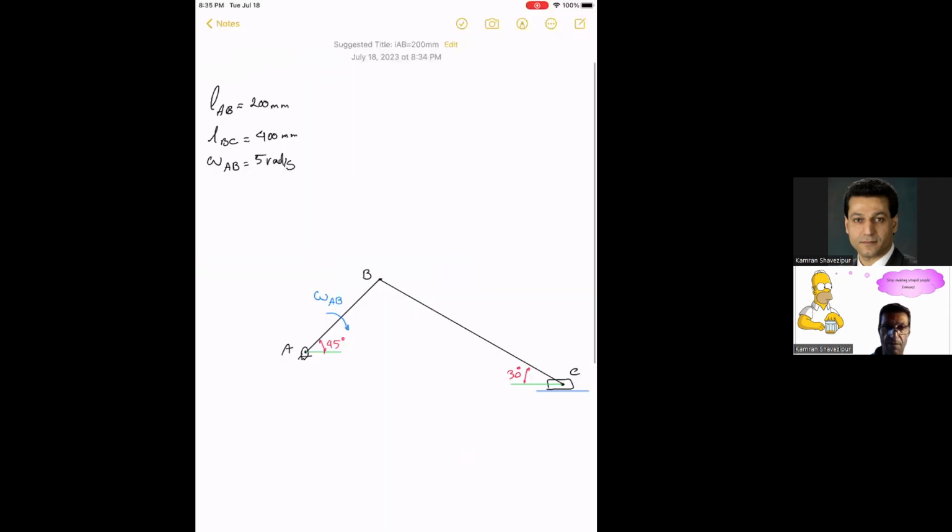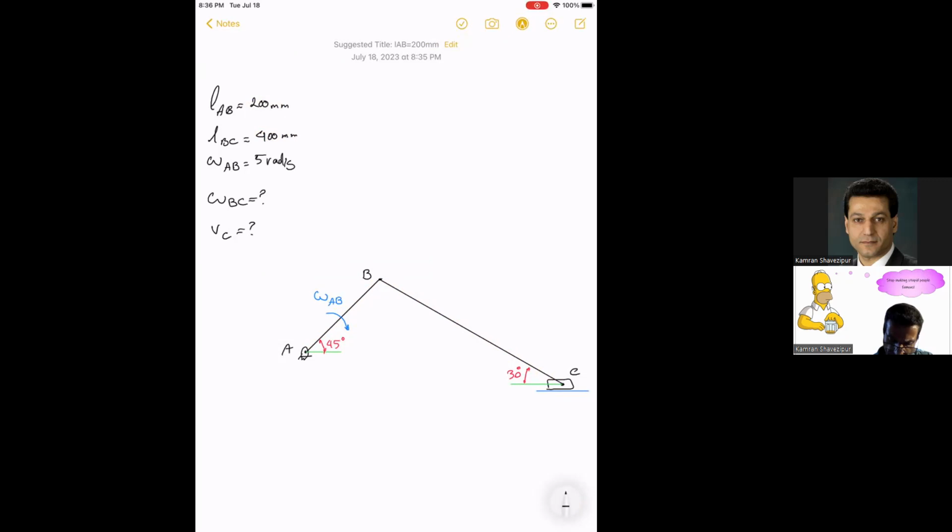This is the definition of the problem. You have two links, AB and CD. AB has 200 millimeter length. BC or CB has 400 millimeter length. AB goes with angular velocity omega of 5 radian per second. So the problem, if you remember, asked you guys to find the omega BC and velocity of C.